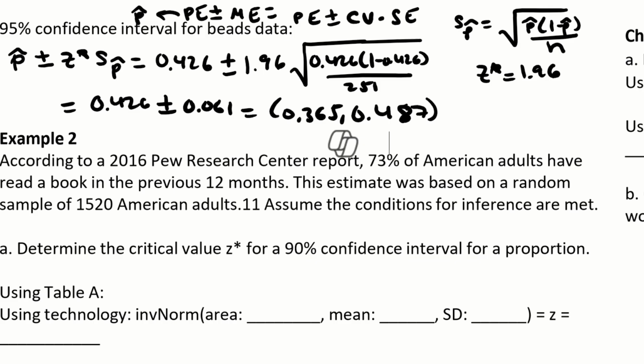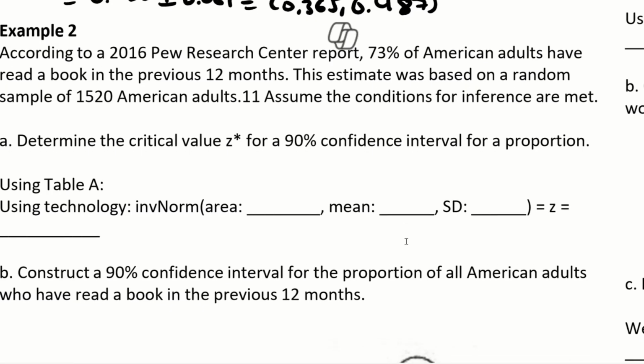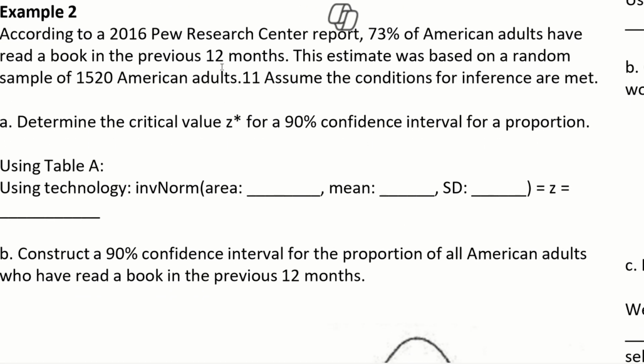All right, so let's look at example 2. According to a 2016 Pew Research Center, 73% of American adults have read a book in the previous 12 months. This estimate was based on a random sample of 1,520 American adults. Assume the conditions for inference are met. Determine the critical value for a 90% confidence interval.